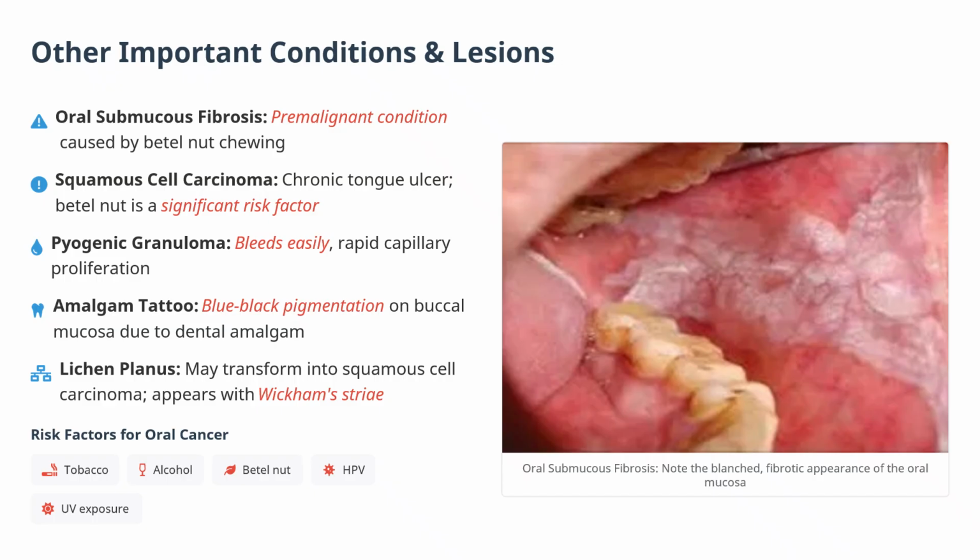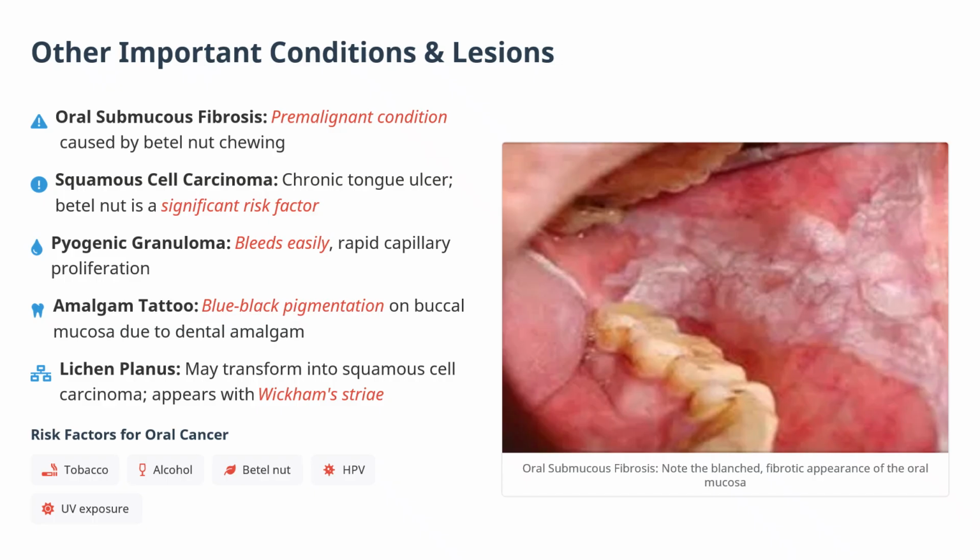Also, another condition is pyogenic granuloma. The area will bleed easily, and there is rapid capillary proliferation. Also, one condition which is important to know is amalgam tattoo. You need to know the description, which is blue-black pigmentation on the buccal mucosa due to dental amalgam, and you need to know how to differentiate it from other differential diagnoses related to pigmentation in the cheek and buccal mucosa inside the oral cavity.